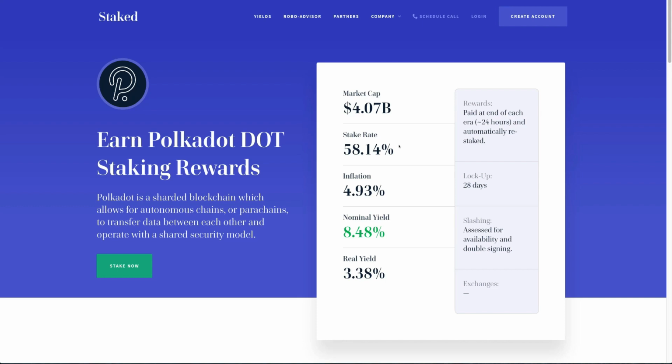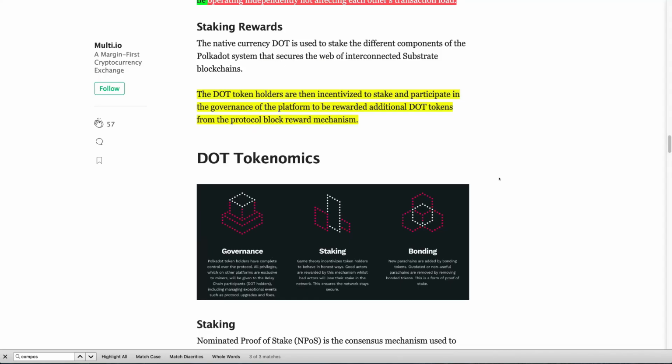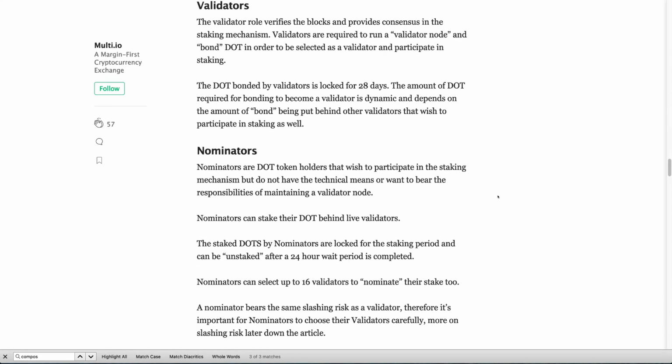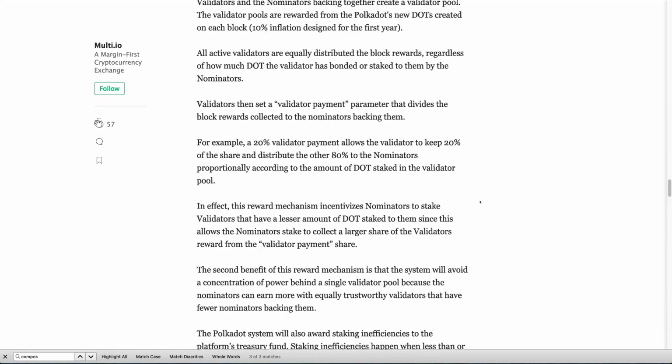It obviously means that a lot of people are incentivized to stake and want to stake, which of course decreases the supply and therefore decreases the selling pressure. So very impressive stake rate. Now, in terms of DOT tokenomics, they talk about the validators and the nominators. That's a bit more technical. I'm trying to give more of a broad overview.